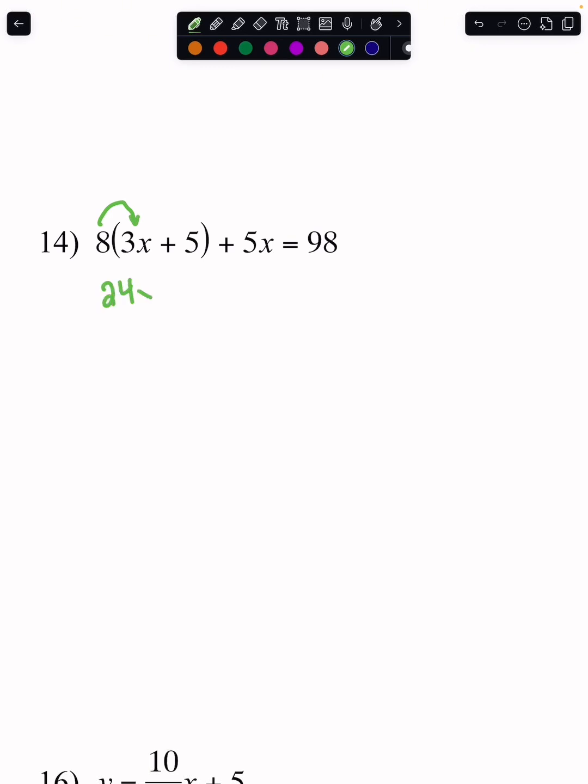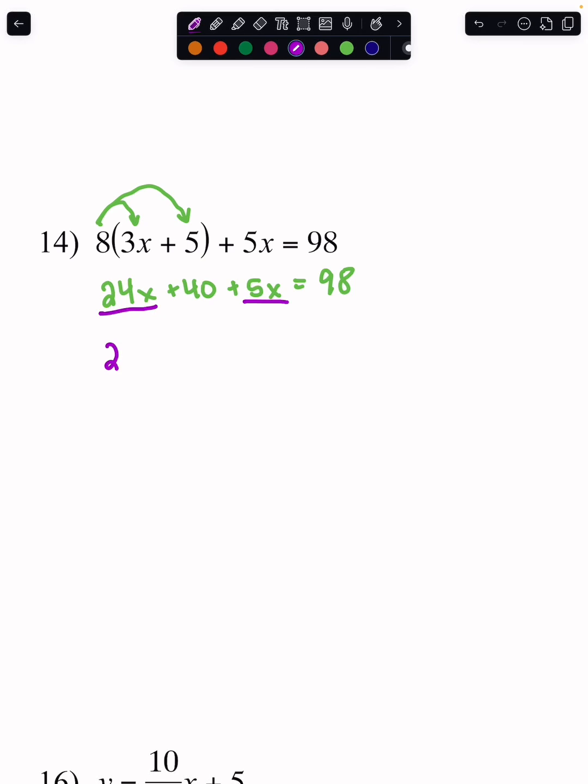I now need to combine my like terms. 24 plus 5 is going to be 29. So I got to combine this term and this term because they both have x's. I cannot combine the 40 because it doesn't have an x. 24x plus 5x is 29x, plus this 40 equals 98.